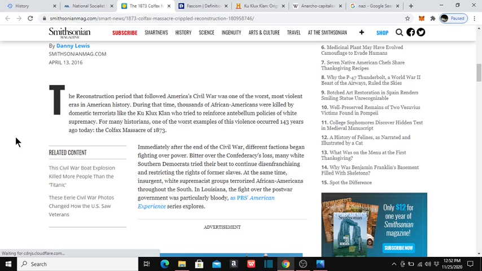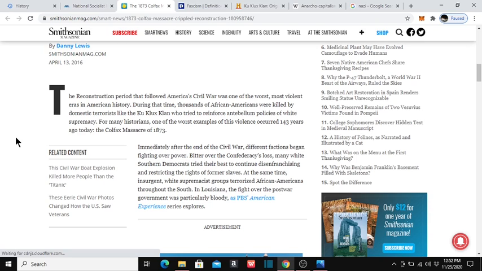Immediately after the end of the Civil War, different factions began fighting over power. Bitter over Confederacy loss, many white Southern Democrats tried their best to continue disenfranchising and restricting the rights of former slaves. At this time, insurgent white supremacist groups terrorized African Americans throughout the South. In Louisiana, the fight over the post war government was particularly bloody.